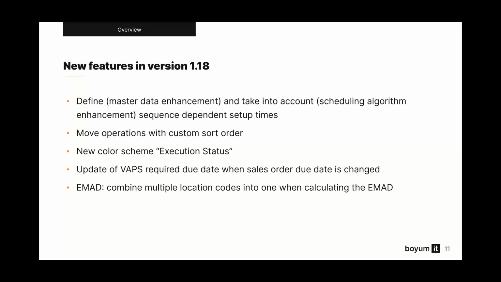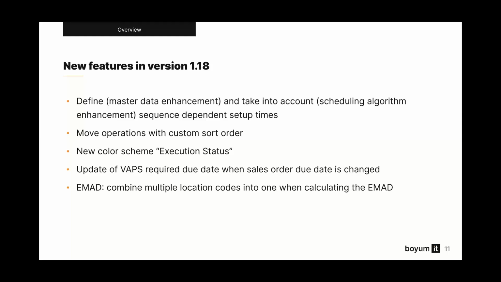When we move multiple operations in one go, we can custom sort them. We have a new color scheme. We have a better integration between the required due date, which is the VAPS field on the production order, and the sales order due date. And we also made one enhancement on the EMAT function. EMAT stands for earliest material availability date.